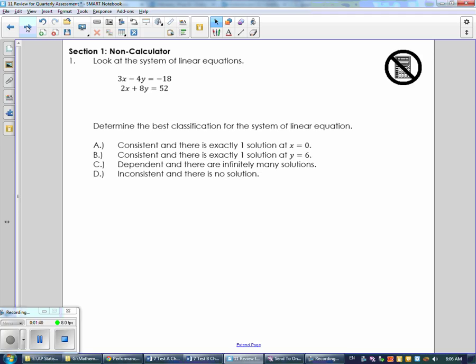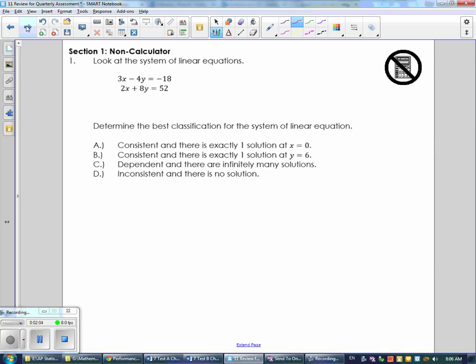And that's essentially because we modify one or both of the equations so that we can combine them with the purpose of eliminating one of the variables. And when we eliminate one of the variables, then we've isolated the other variable and can solve the system. So if this is the system I'm looking at, 3x minus 4y equals negative 18 and 2x plus 8y equals 52, I need to choose which variable I want to eliminate.